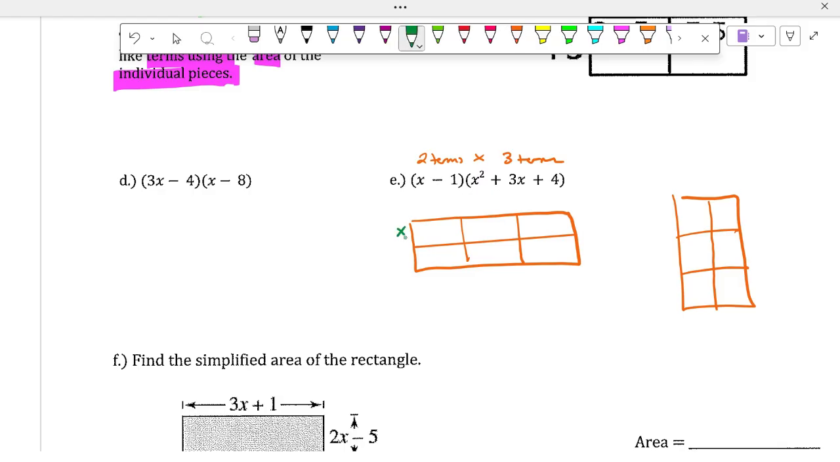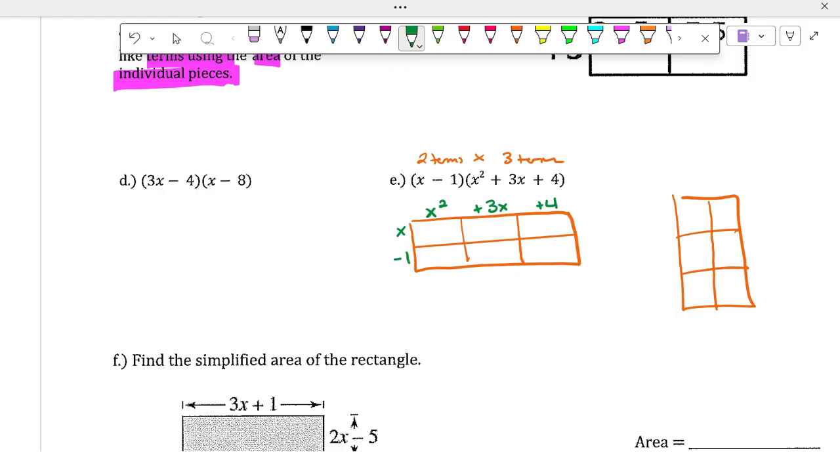So I'm going to put my 2 term on the side because that's where I have my 2 rows, and then my 3 terms over the top. So remember, you always do the row times the column. For the first box, I would do x squared times x to give me this box. Essentially, you just line up the row and the column for the box you're trying to find.